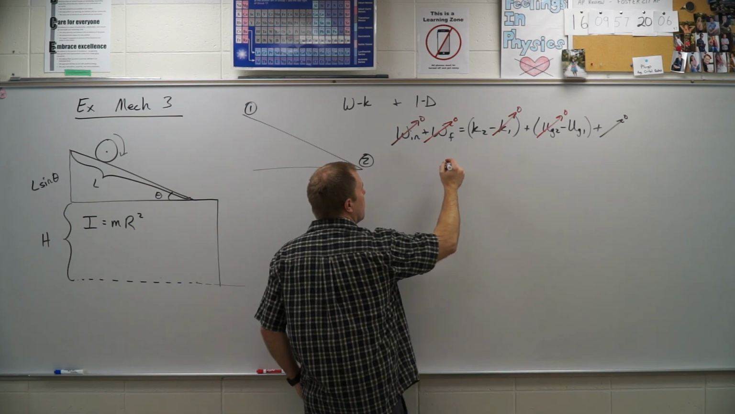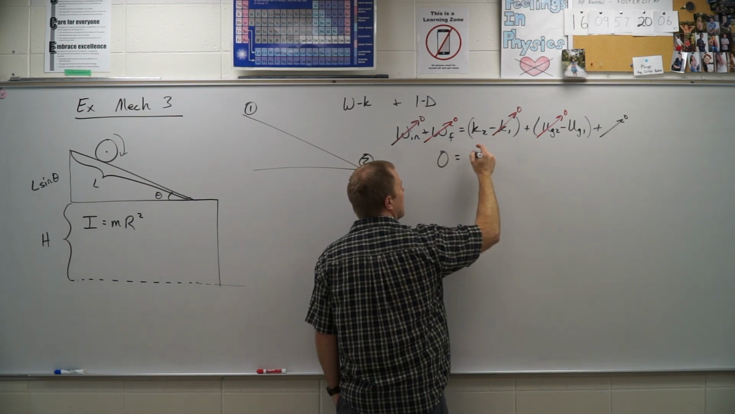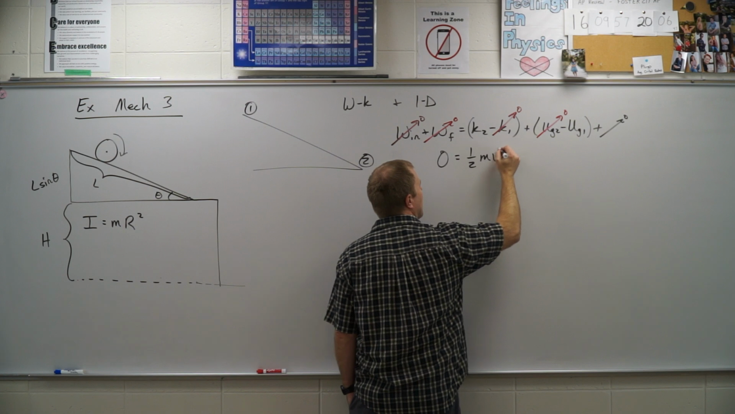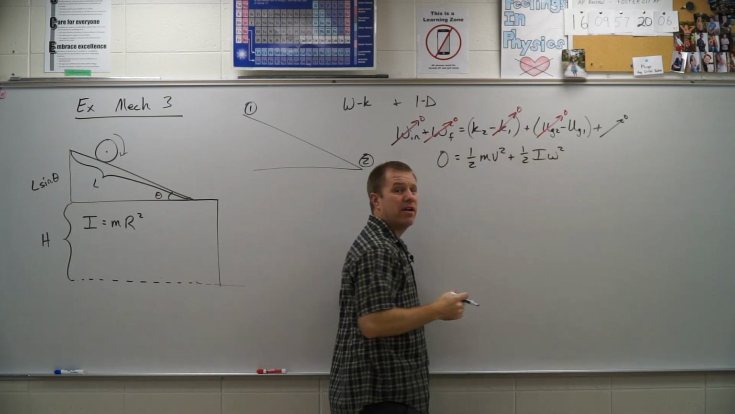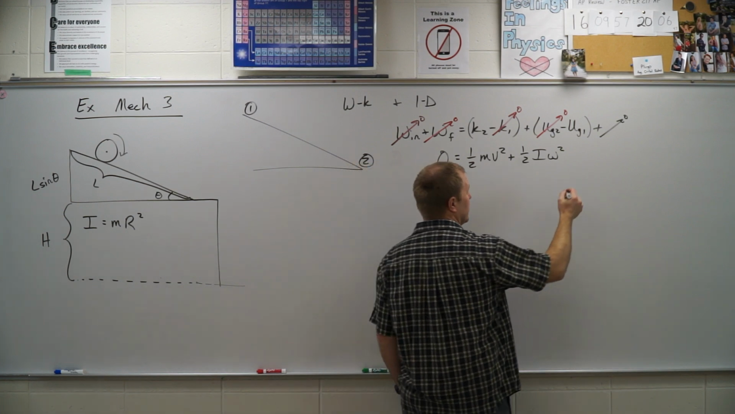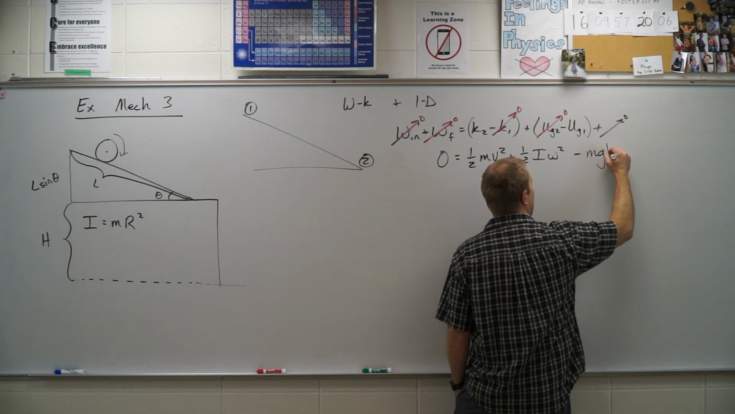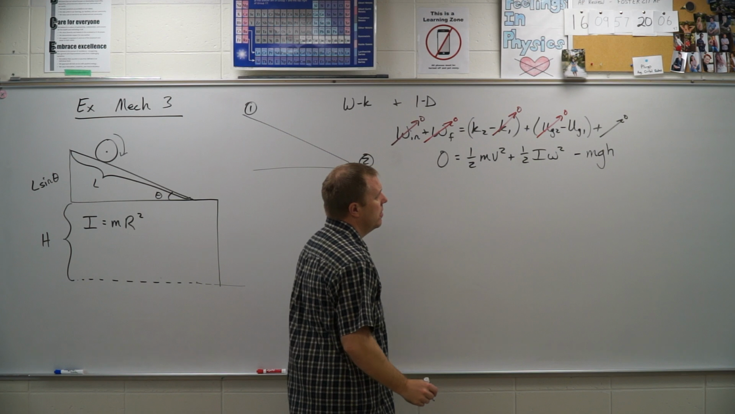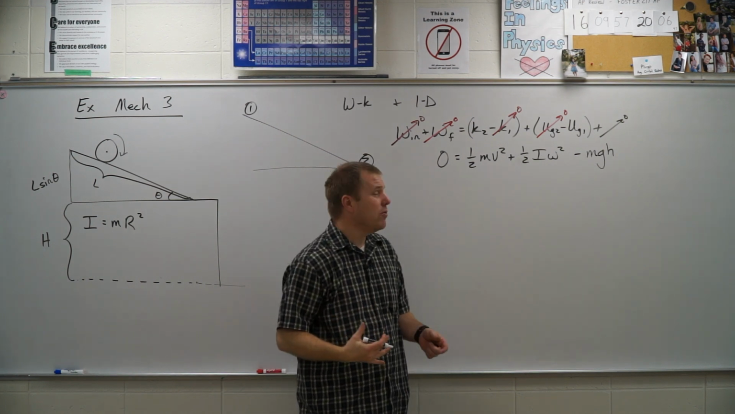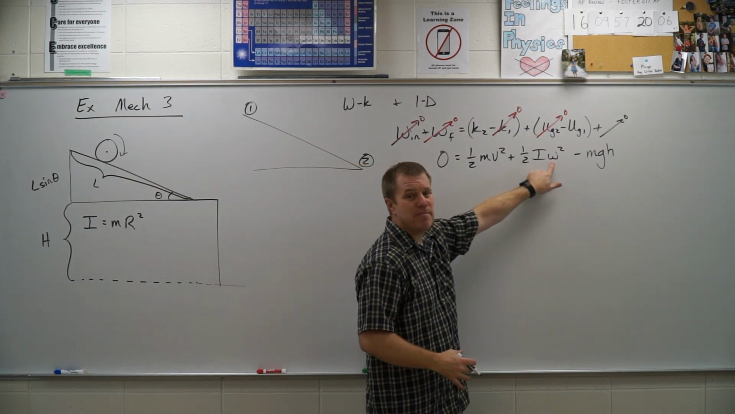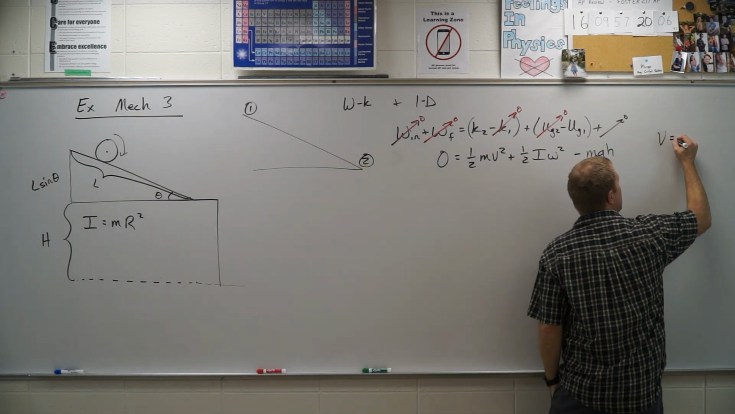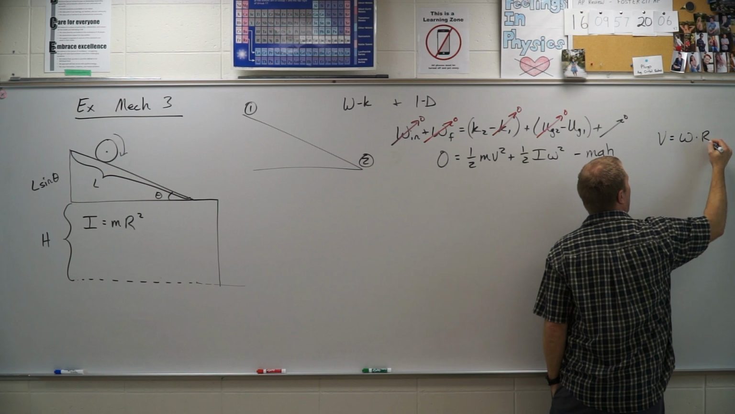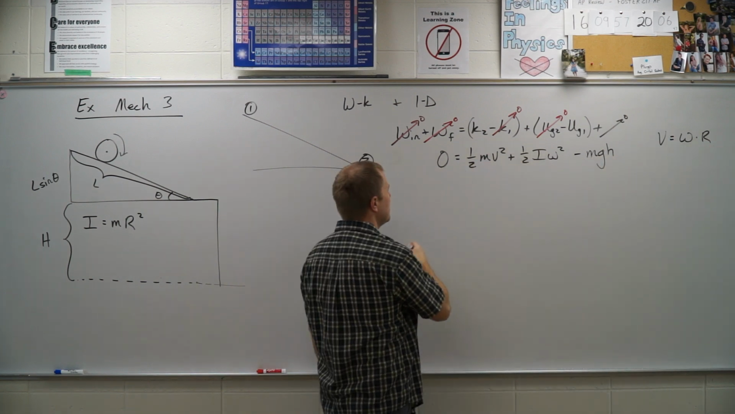All right, so writing this out, I got 0 is equal to, now kinetic energy is both 1/2 mv squared plus 1/2 I omega squared. We have both rotational and translational kinetic energy minus mgh. Okay, because it's rolling without slipping, that means this omega and this v are related. So v is equal to omega times R. All right, so let's make some substitutions here.